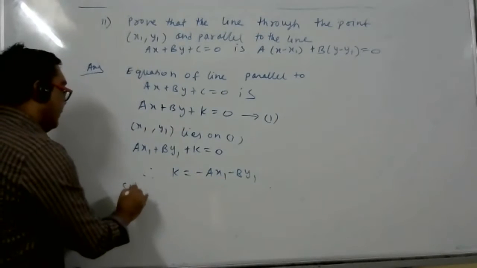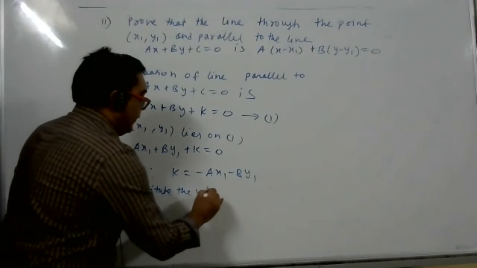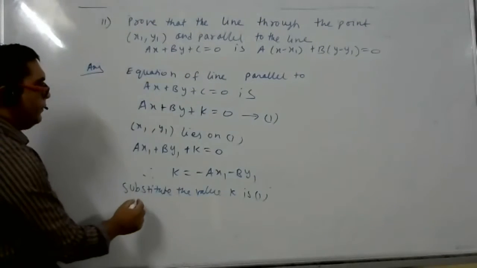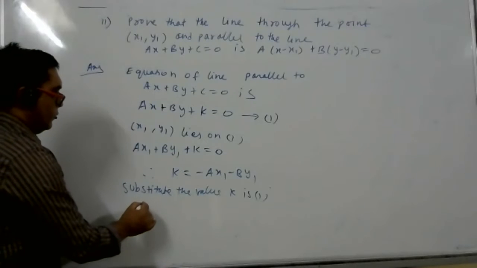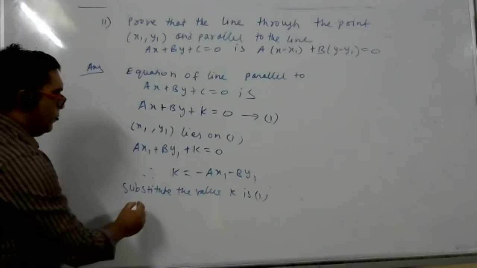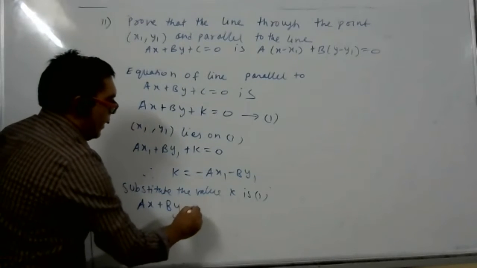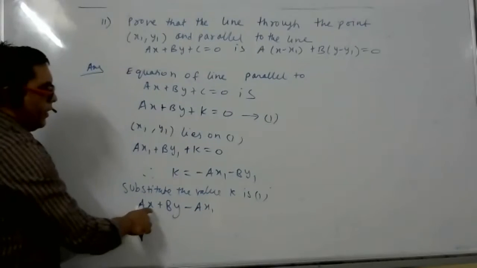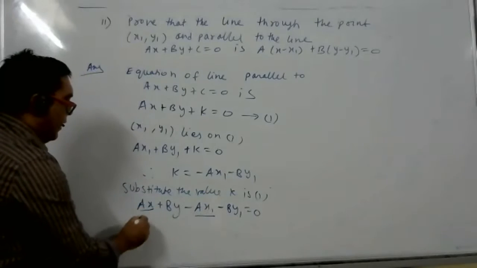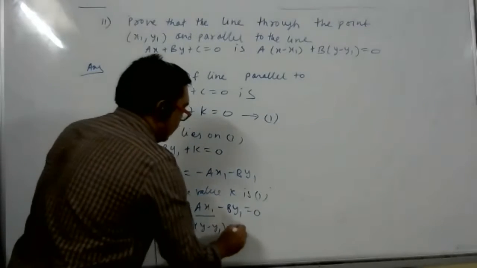Substitute the value of k in the first equation. What will you get? In the place of k, write this value. ax plus by, and this is minus ax1 minus by1. Here ax1 is a number, x is a variable. Question over. Now take common: a(x minus x1) plus b(y minus y1) is equal to 0. This is the answer.